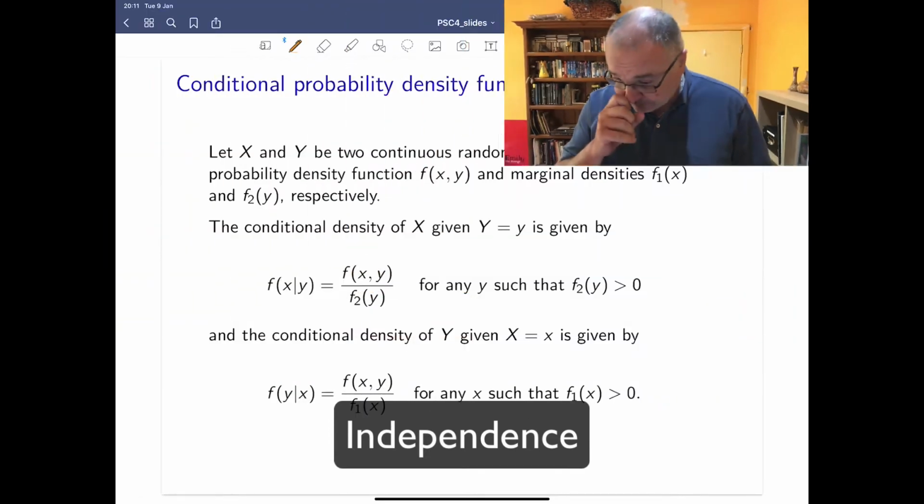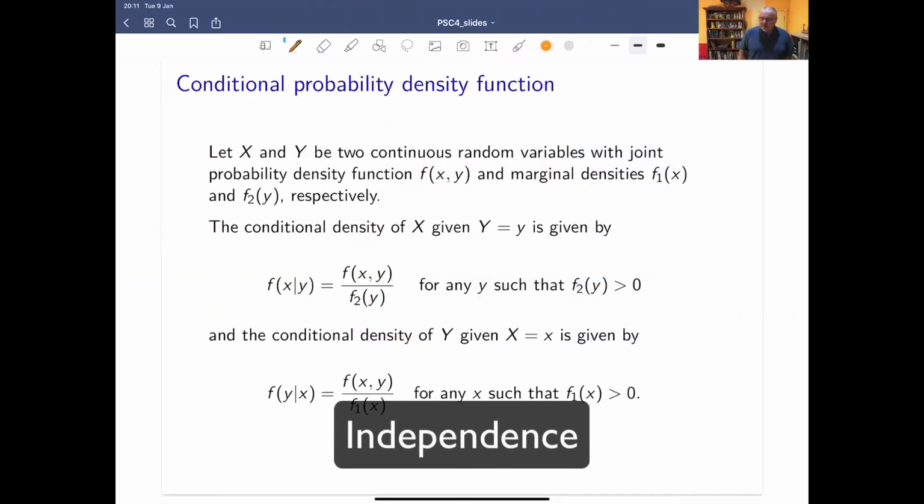So we'll start by looking at the conditional probability density function. We've got x and y, two continuous random variables. They've got a joint probability density function, f(x, y). And we've also calculated the marginal densities, f1(x) and f2(y). We're going to define the conditional density of x given y equals y as f(x | y) = f(x, y) / f2(y). So we basically take our joint and divide it by the marginal of the thing that we're conditioning on.